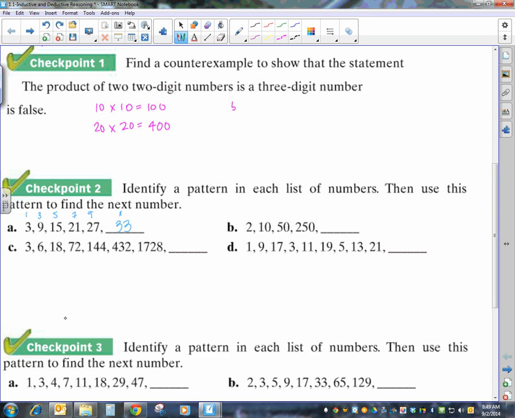All right, let's look over here. 2, 10, 50, and 250. Keep in mind, if the numbers are going up, then hopefully we're going to be multiplying or adding. So you look at the difference. That's adding 8. That's not adding 8, so it's not going to be adding. 2 times 5 is 10. Times 5 is 50. Times 5 is 250. Times 5 is 1,250. So each time we're multiplying by 5.